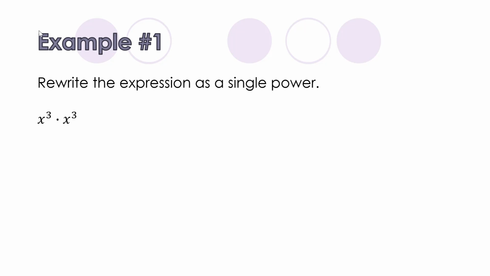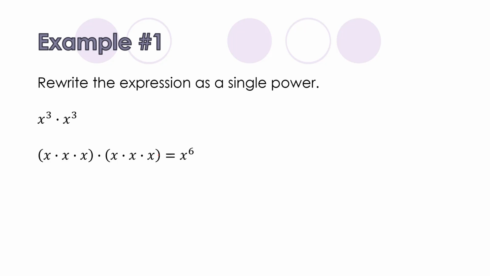In example number 1, we need to rewrite the expression as a single power. We have x to the third power times x to the third power. Now we can write this out as x times x times x times x times x times x. And then if we multiply all this together, we've got 1, 2, 3, 4, 5, 6 x's. So we have x to the sixth power.